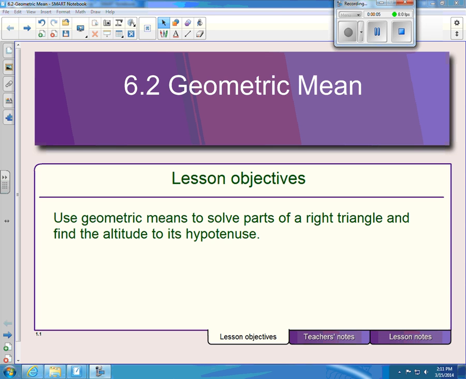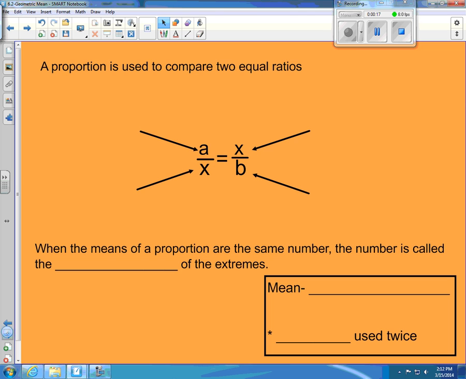We're going to be in Unit 6, Notes 2, and we're going to be covering geometric mean. Our learning target today says use geometric means to solve parts of right triangles and to find the altitude to its hypotenuse. All right, so first we need to talk about geometric mean.